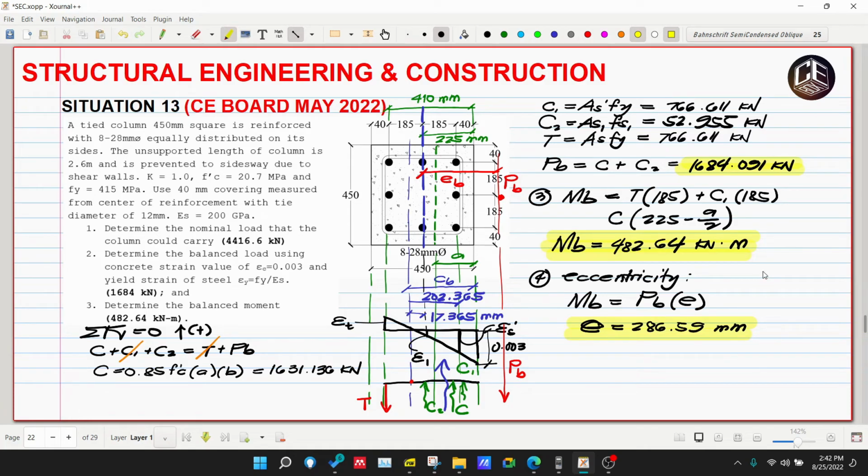Okay? Ayan, so this is our situation 13, came from CE Board exam May 2022.